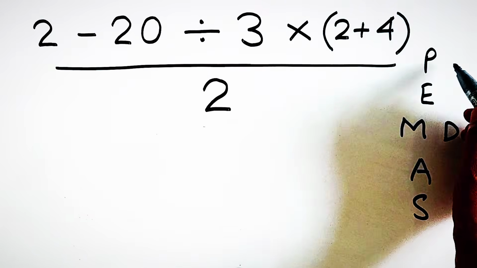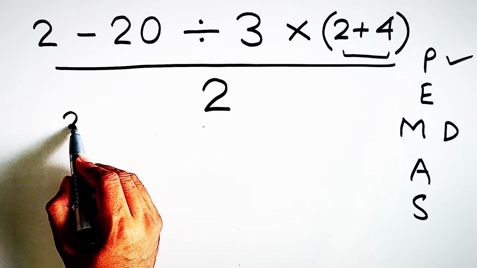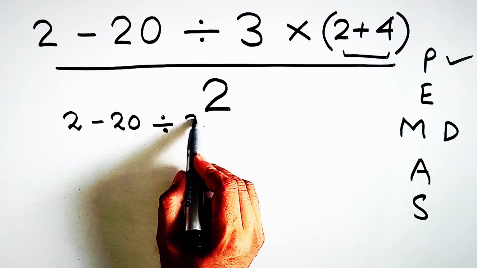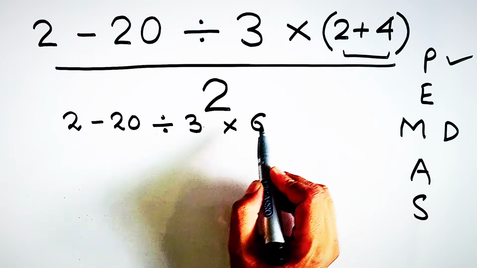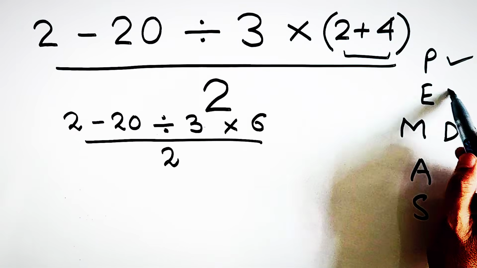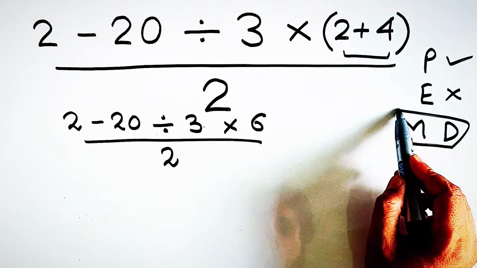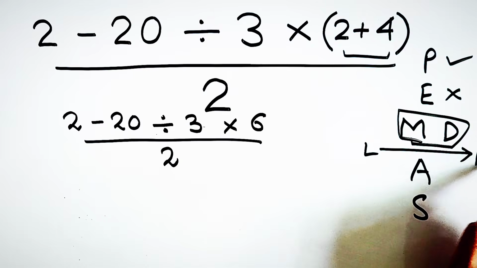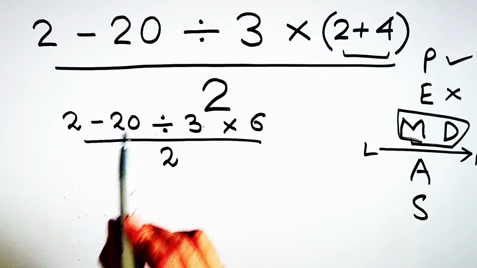Okay. Now parenthesis, here you are looking parenthesis. So 2 minus 20 divided by 3 times, this will be equal to 6 over 2. Now exponent means power, which is missing. Multiplication and division both are same, but we have to move from left to right. Here at left we have division, so this will be performed first.